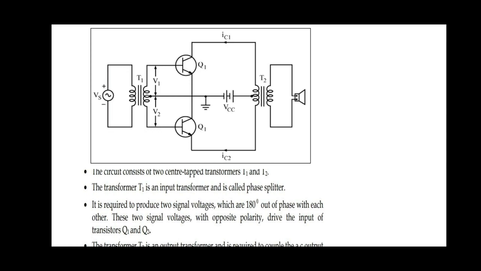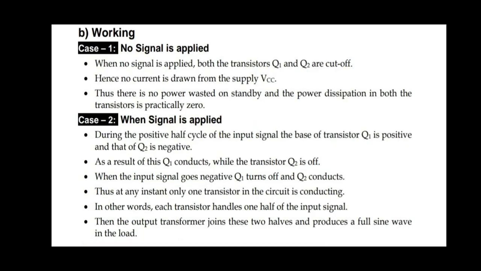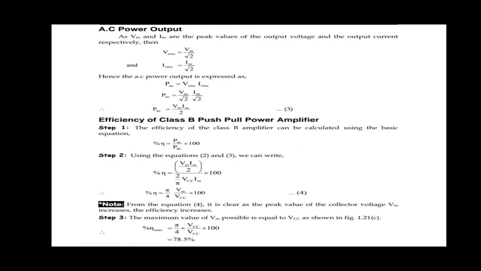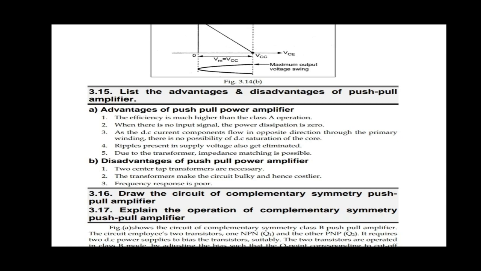So the disadvantages of the push-pull amplifier are: it requires two center taps and two transistors, and when there is no input signal, power dissipation is zero. There is a need to use a driver stage at the input to provide two equivalent output voltages. The circuit gives crossover distortion.